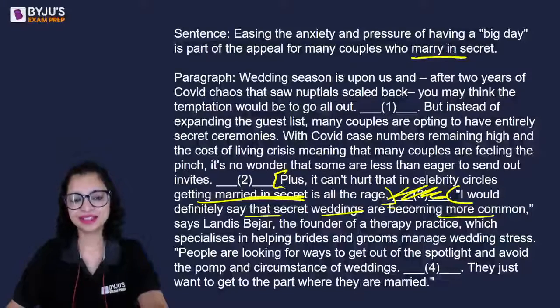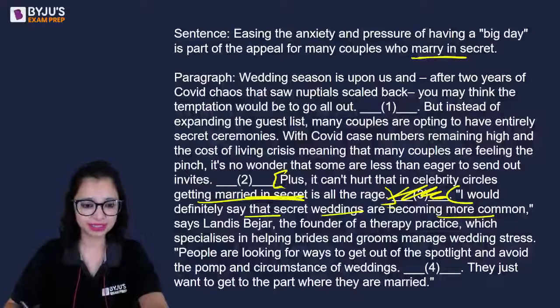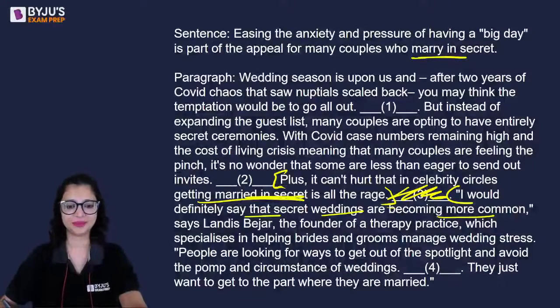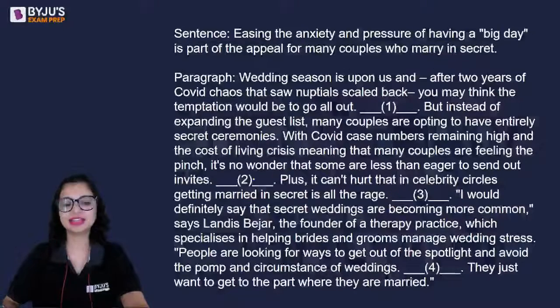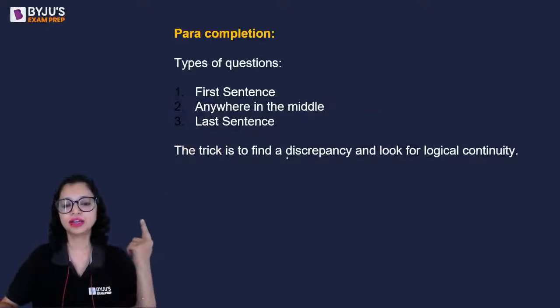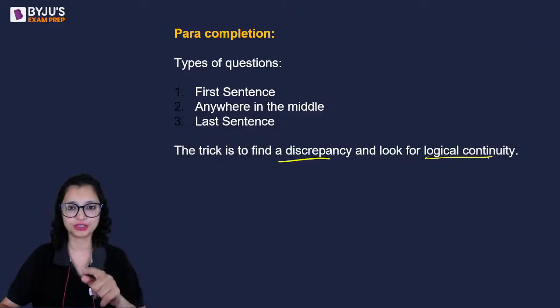I hope that makes sense. I'm going to reduce the size of my picture because I think it's going to block the content. Okay, yeah, here we go. So I hope that makes sense. Yes, we found the correct answer and that's going to be this one. This is where we're going to fit our statement. So the rules that we discussed, that the trick is to find a discrepancy and look for logical continuity, is what we applied to the first question.